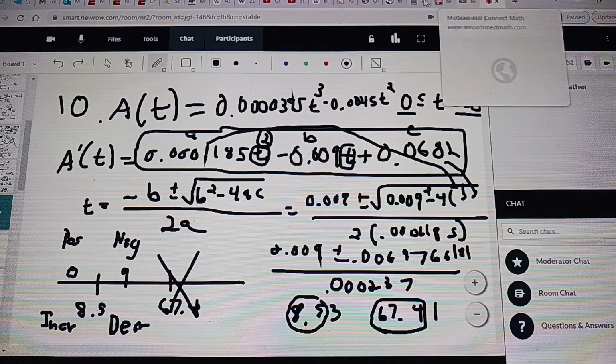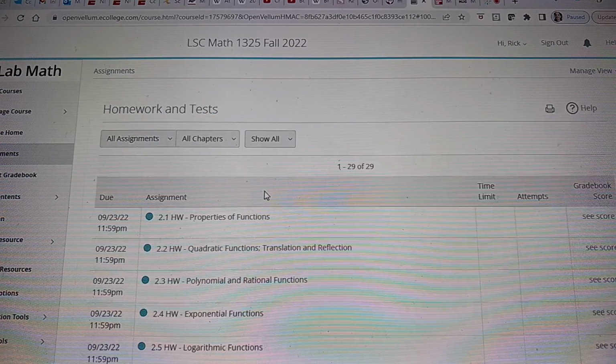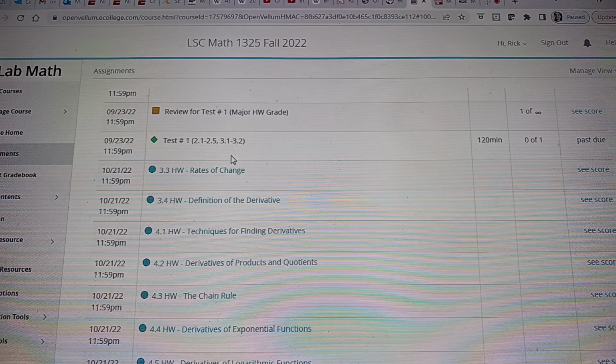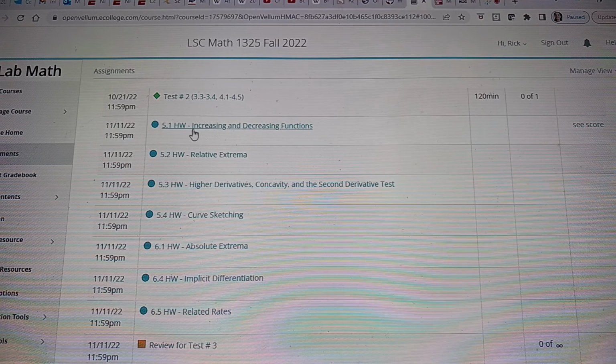So now section 5.1 is finished. We finished the first unit, the second unit, and now I just started the third unit, 5.1, and I've got 100 on that. We're going to be doing 5.2 later this week. Next week will be 5.3 and 5.4. The week after is 6.1 and 6.4. And then the fourth week out is 6.5 and review.